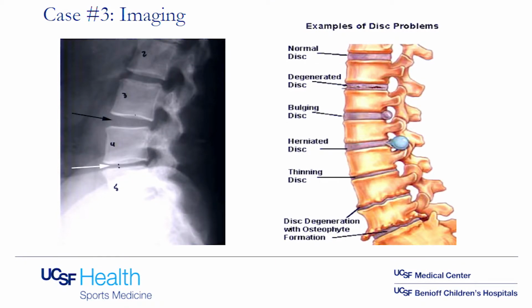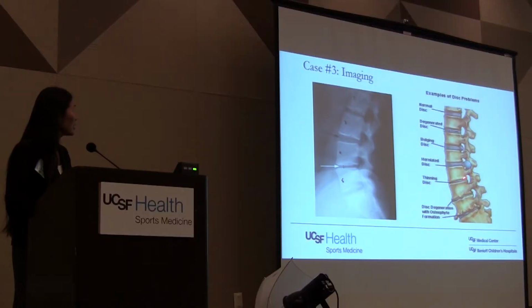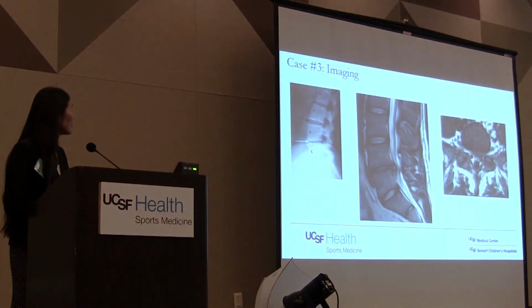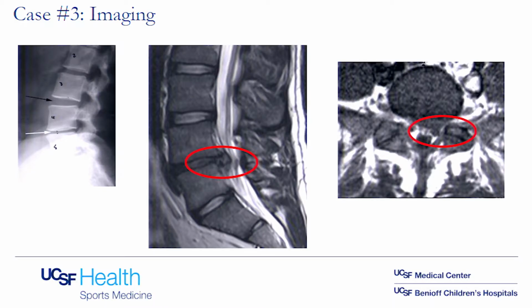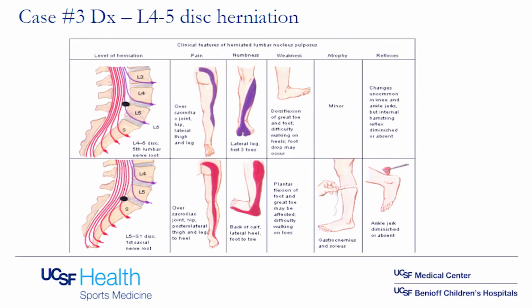So in this case for imaging, if you do a plain film, there's basically less space between the L4 and L5 vertebrae, and you can see that there's many different causes of disc problems, including, this is a normal disc, but degeneration, bulging, a herniated disc, which goes right into the foramen, a thinning disc, and then disc degeneration with osteophyte formation. So in this case, again, with an MRI, you can see where there's a disc bulge, and you can also see where there's a disc herniation as well, and that's more lateral with an MRI. So in this diagnosis, it's an L4-5 disc herniation, okay?